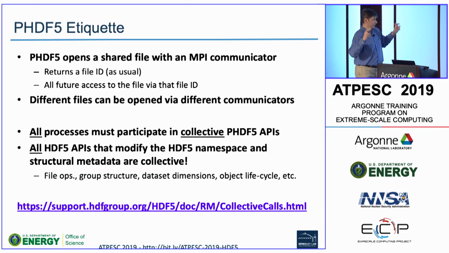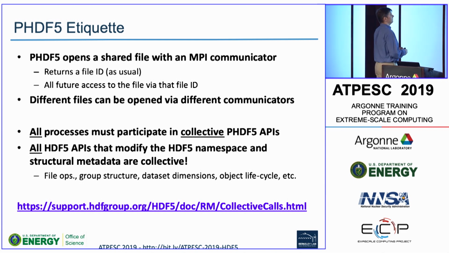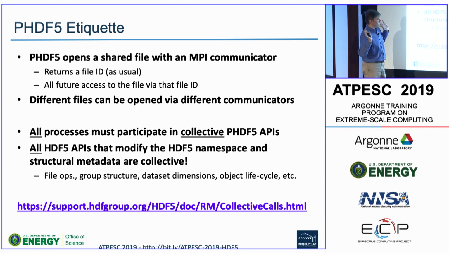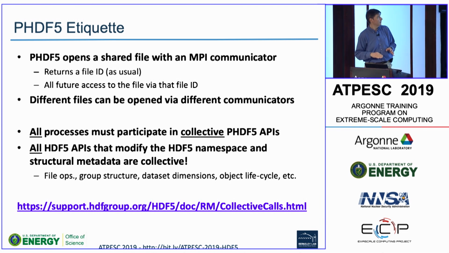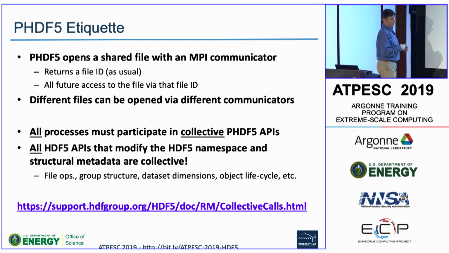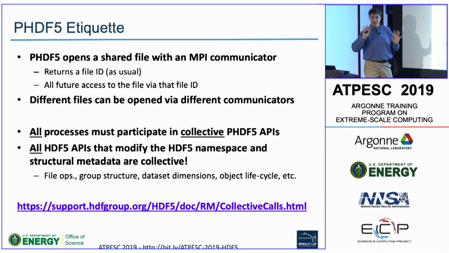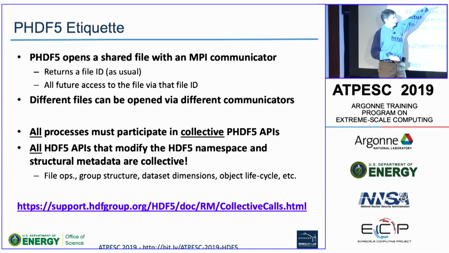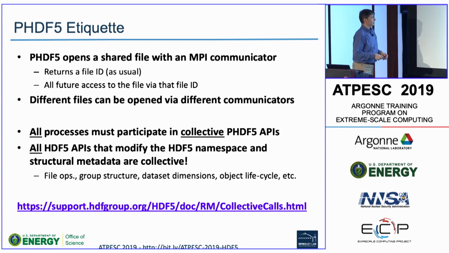So etiquette, right? How do I use this effectively and not have my program hang? Parallel HDF5 opens this shared file with the MPI communicator. It gives you back a file ID. To your application program, it looks like just every other file ID that you get. But you have to access the file with that one. If you reopen it later with a serial call, you'll confuse everybody. Just stay with one file ID. You can open multiple files and use different communicators to access them. That's just fine. We don't care.